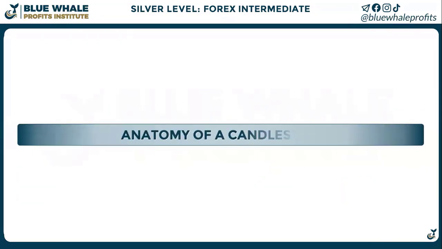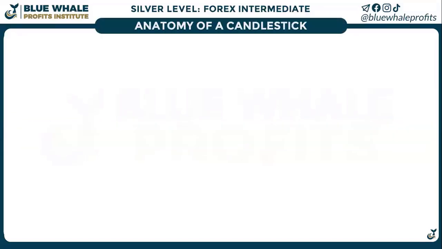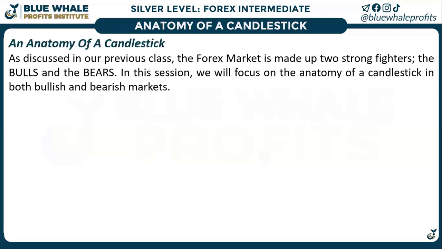So, anatomy of a candlestick. When you're talking about anatomy, it simply means how the candlestick is made up. All right, the open, the close, the high, and then the low, and then the body as well. This is what it all means. So as we have discussed, the forex market is made up of two strong fighters, that's the bulls and then the bears.